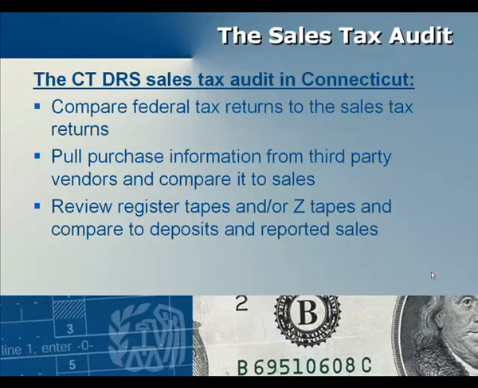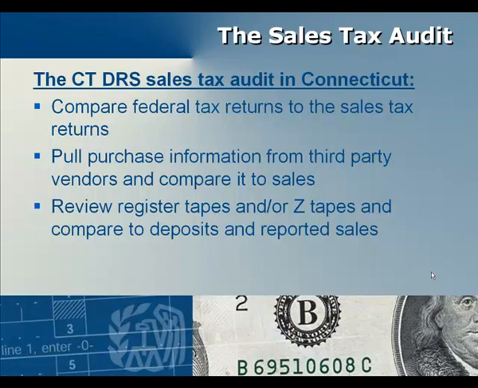Well, what the Connecticut Department of Revenue Services is going to do, a number of things. First thing they're going to do is compare the federal tax return to the sales tax returns. Why? The federal returns are going to have a gross sales number that, in theory, should tie to the sales tax returns. If it doesn't, there's an issue, and they're going to want to investigate that. And potentially, one area they're going to look at is underreporting.